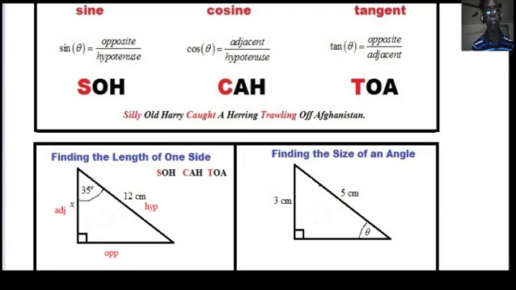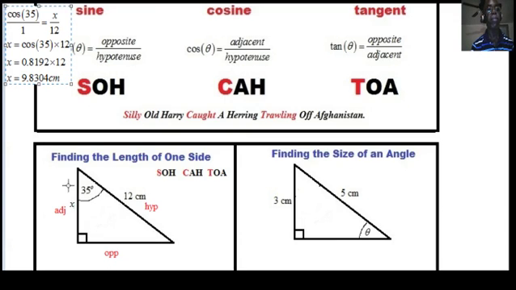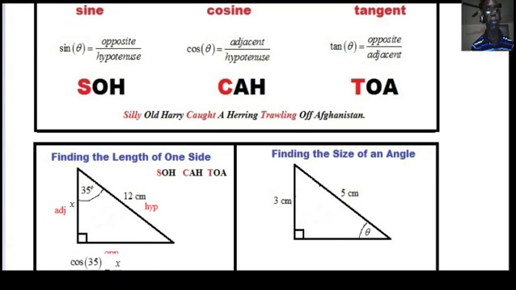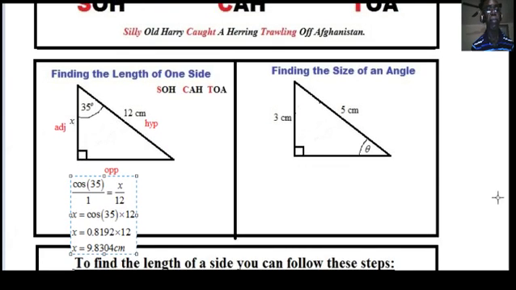In this example, we are not doing anything that involves opposite. The two terms involved here are adjacent and hypotenuse. So we have to use the function involving adjacent and hypotenuse. This is the cosine function. The cosine of an angle equals the adjacent side, divided by the hypotenuse. Cosine 35 degrees equals x, divided by 12.